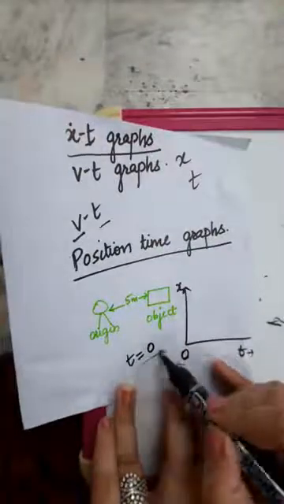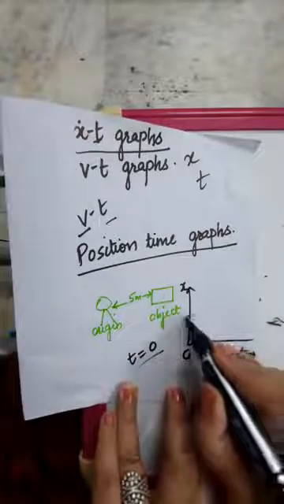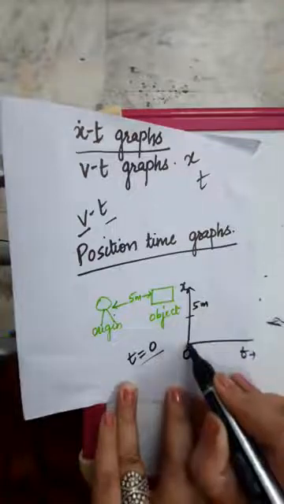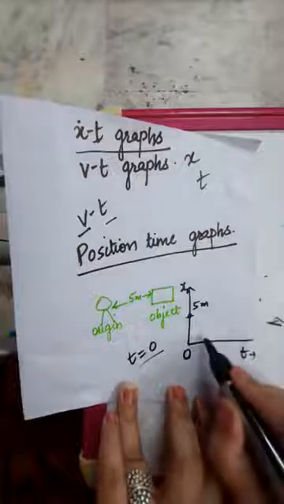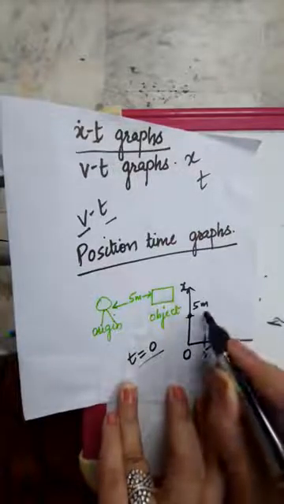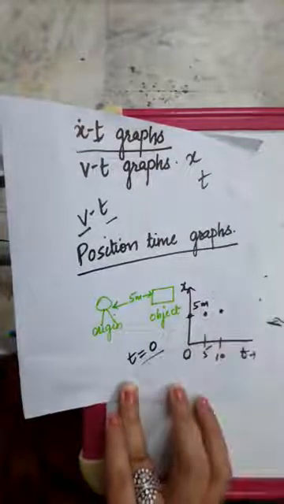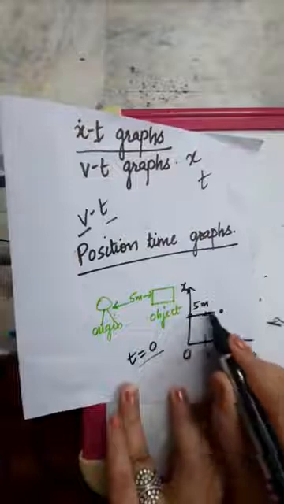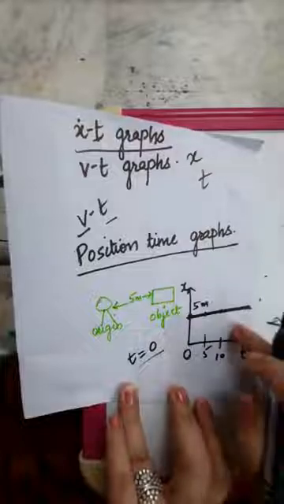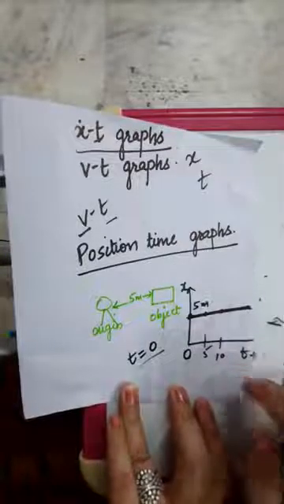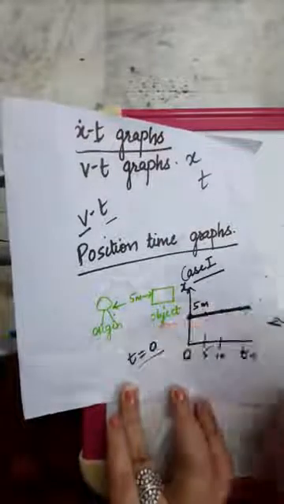So at t equals 0, as soon as this object comes into your observation, suppose it is lying 5 meters away from you at t equals 0. When 5 seconds have passed, again it is 5 meters away from you. When 10 seconds have passed, again it is 5 meters away from you. So what are you going to get? You are going to get a straight line which is parallel to the x-axis. So this was case number 1 where the object is stationary.